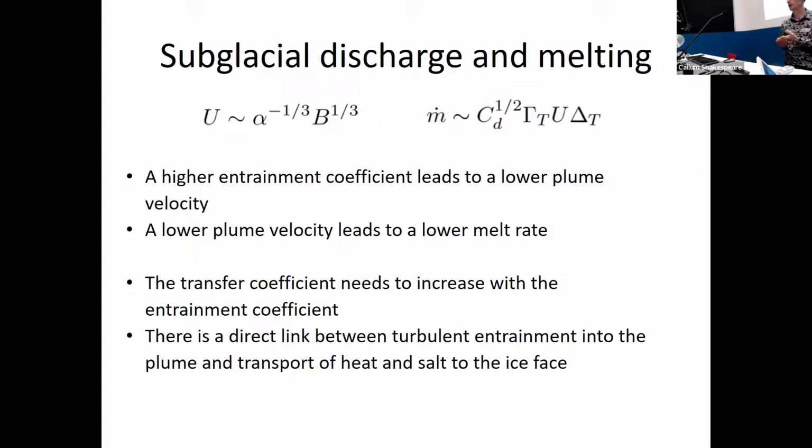So if we go back to our equations for the last time, again, as we increase our particle concentration, alpha goes up and our velocity goes down, and our melt rate appears to go up. And the only way to make this true is for our transfer coefficient to also increase with particle concentration. Physically, this probably shouldn't come as too much of a surprise. They're describing similar processes. We're looking at the efficiency of transport from the far field to the plume, or the efficiency of transport from the far field all the way to the ice face. So there's clearly a link here.